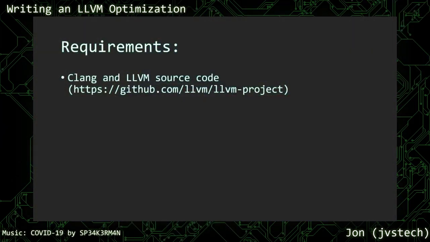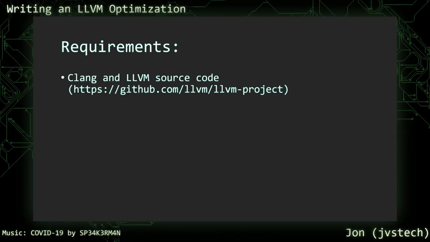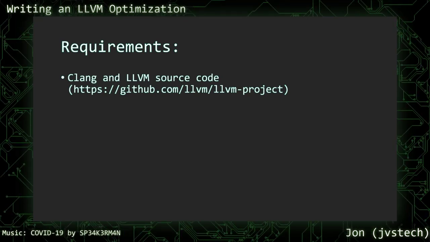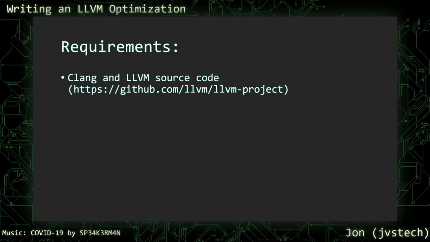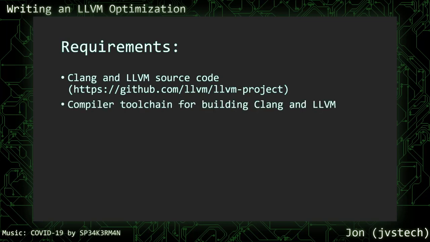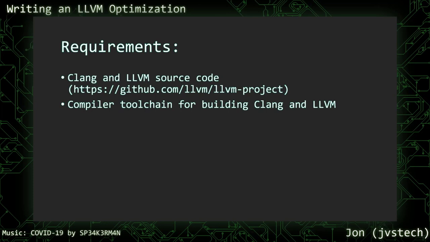To get started, you're going to need the Clang and LLVM source code, at least version 9. You should be fine to simply fetch the latest source from the LLVM project GitHub repository. I'm using a commit from April 8th, 2020. You'll only need to build Clang and LLVM. If you're on Windows and using Visual Studio, I encourage you to also build LLD, as it can noticeably speed up your linking steps. You're also going to need a compiler toolchain to actually build the Clang and LLVM source.